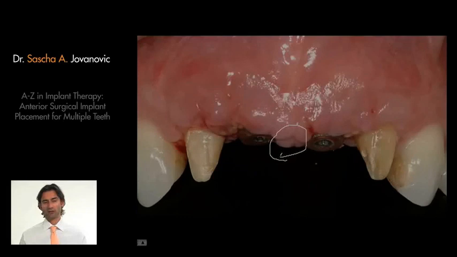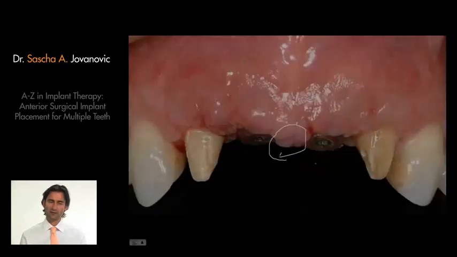Now, if you need to add a soft tissue graft to thicken it even more, you can, because it will just be underneath the flap, on top of the bone, and then the flap is closed. So this is to finish off and conclude that when you think about multiple implants, you also have to think about this type of procedure.